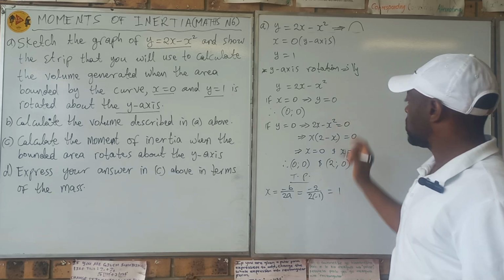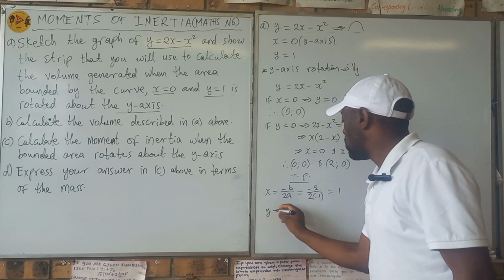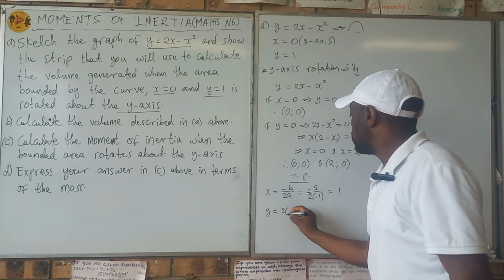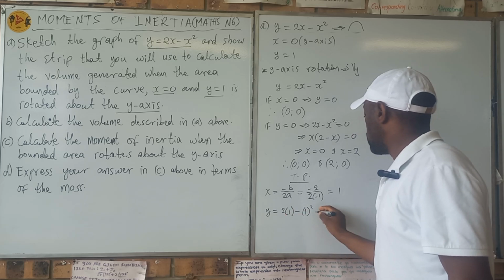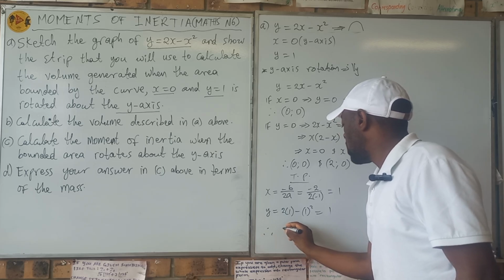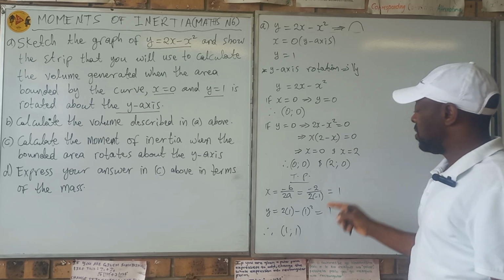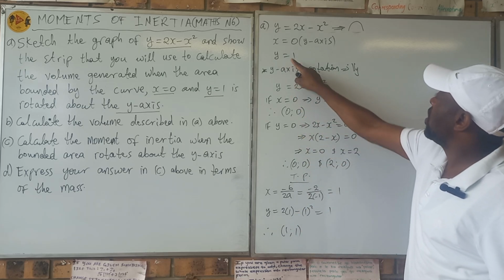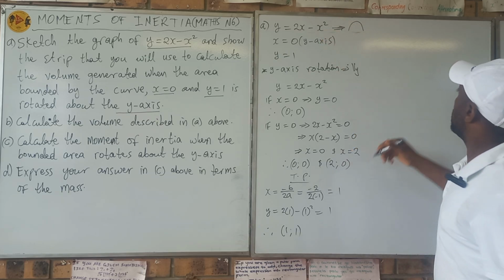If I now substitute this into the equation of the parabola, I should be able to get my y. So if I substitute x as 1, I will get 2 times 1 minus 1 squared. That is 2 minus 1, which is 1. So that tells me that my turning point is 1, 1. You see, technically, the y coordinate corresponds to the other graph. So I can now sketch my three graphs.